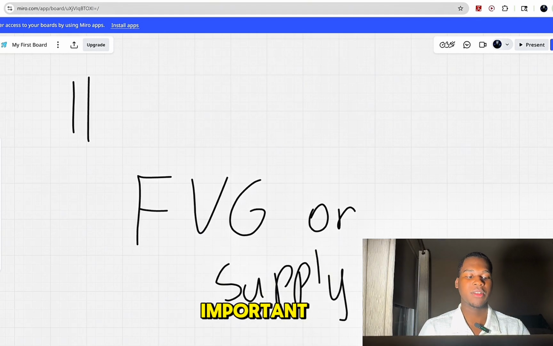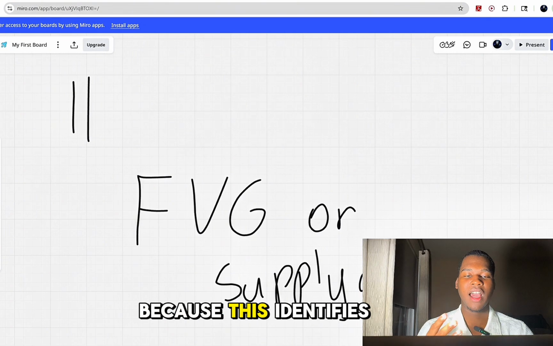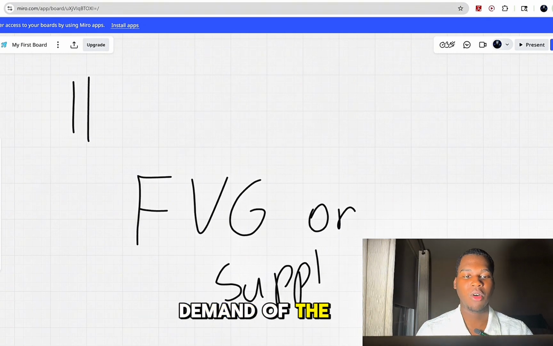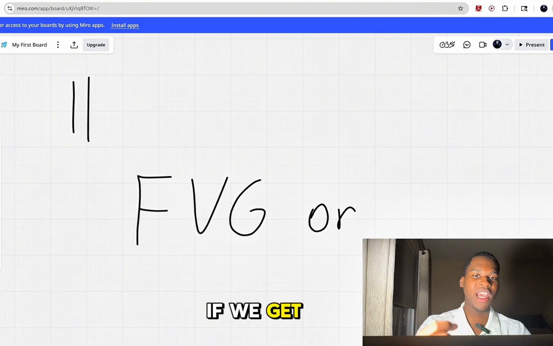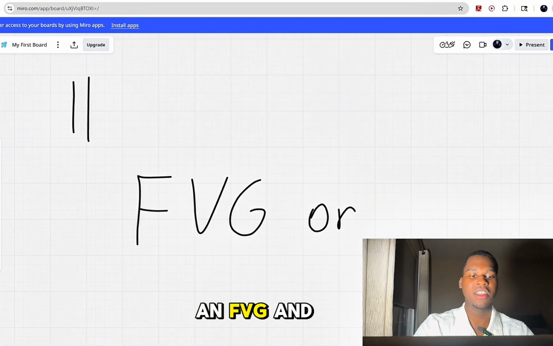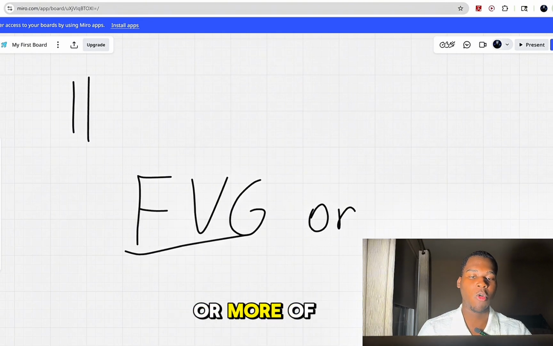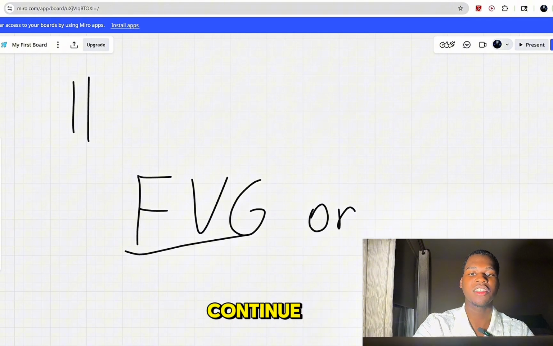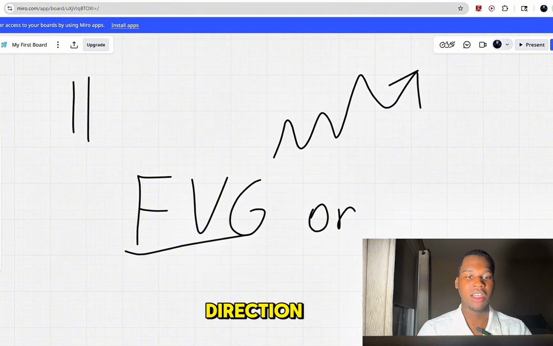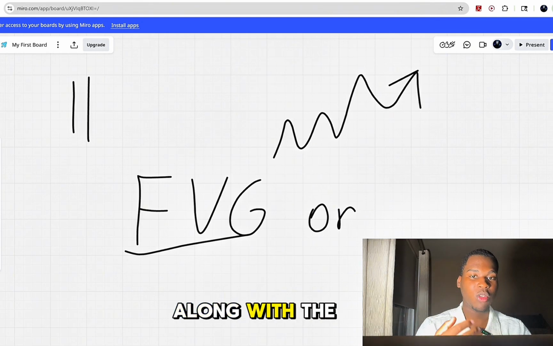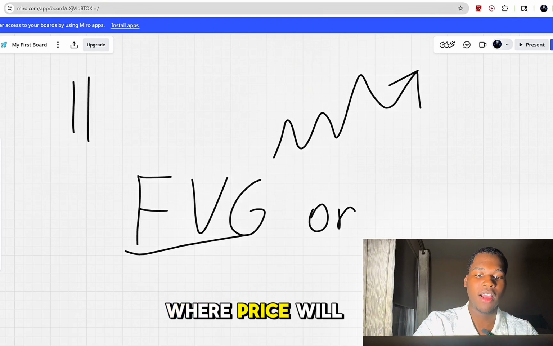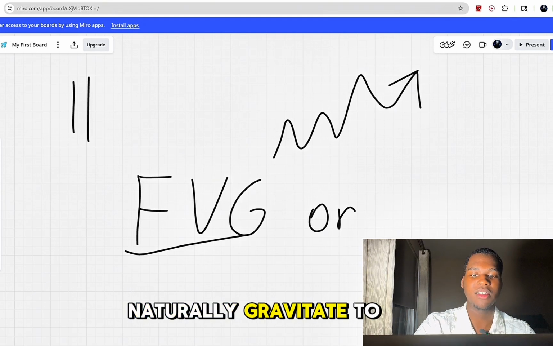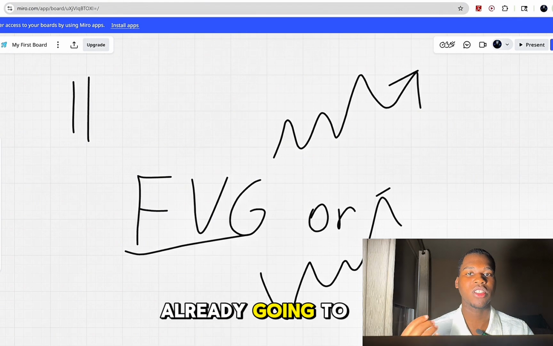Why is this important? Because this identifies the supply and demand of the overall market. If we get a tap into an FVG and it respects 50% or more of that FVG, we can expect that the market is probably going to continue in the opposite direction. Because if we get that respect of these levels along with the liquidity sweep, we can kind of think about it as a magnet, where price will naturally gravitate to where it was already going to.